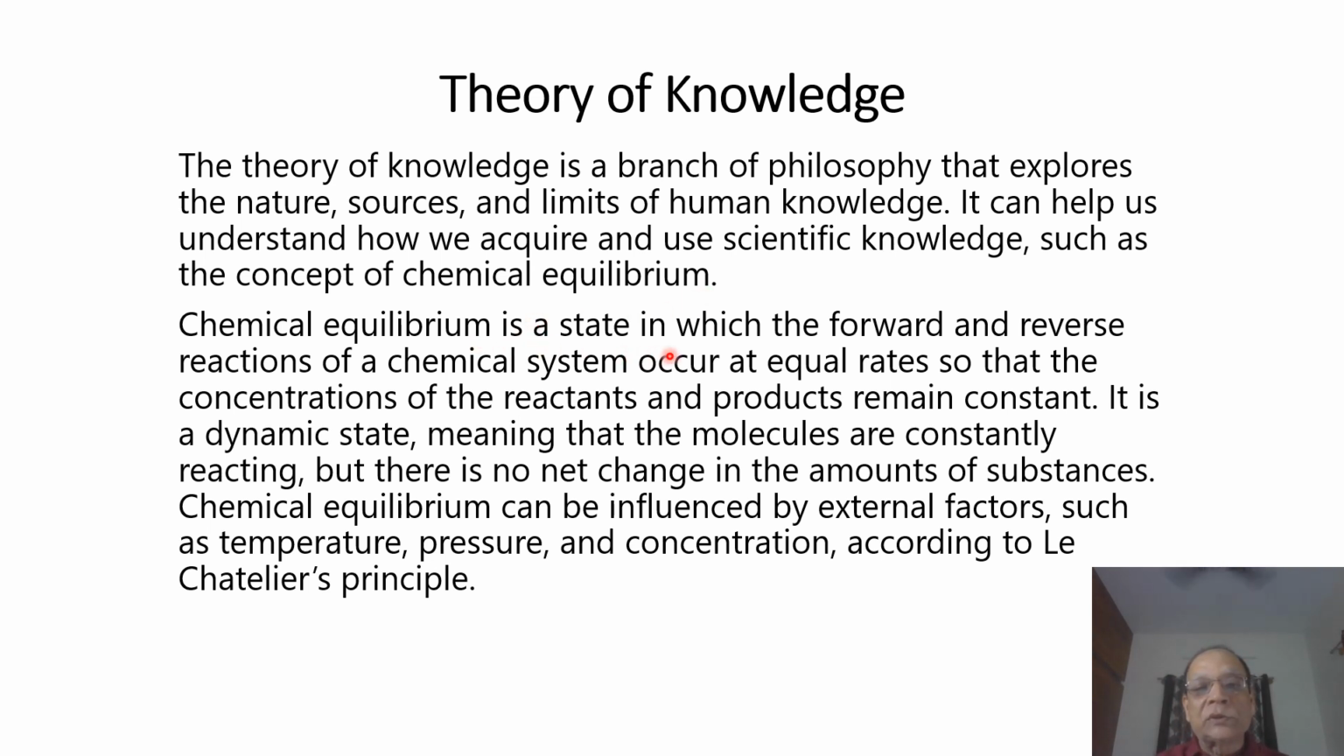Chemical equilibrium is a state in which the forward and reverse reactions of a chemical system occur at equal rates, so that the concentrations of the reactants and products remain constant. Here it is very important to say the meaning of chemical system. The system is closed. No matter can enter it, no matter can exit from it. And that is why a chemical system has been put into place here in this sentence.